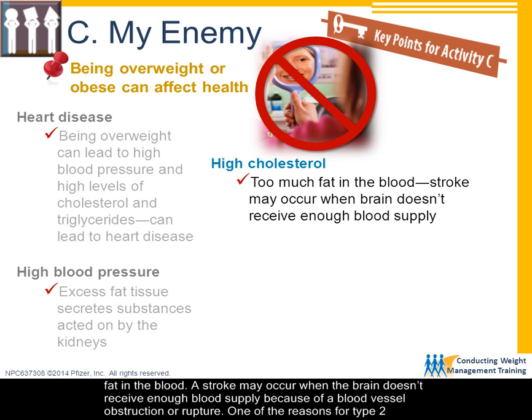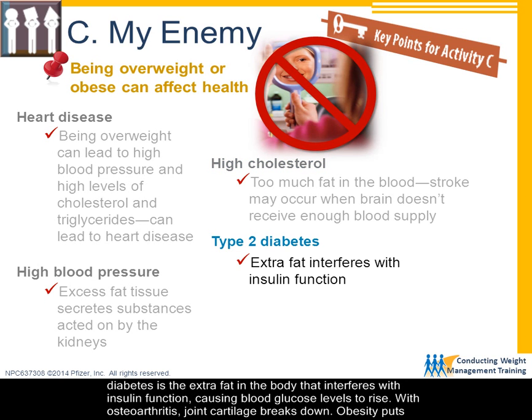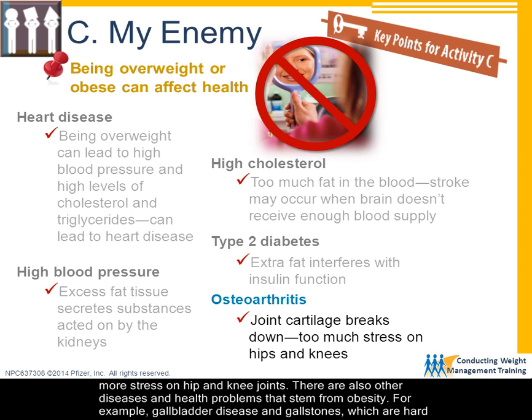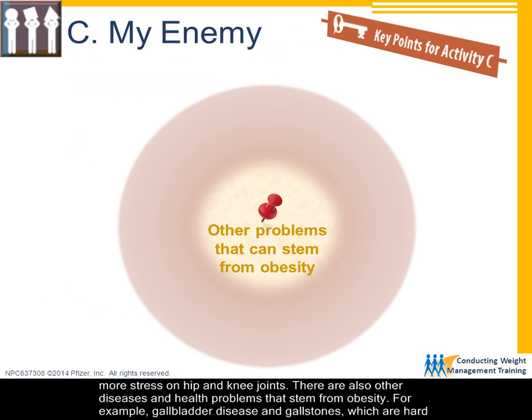One of the reasons for type 2 diabetes is the extra fat in the body that interferes with insulin function, causing blood glucose levels to rise. With osteoarthritis, joint cartilage breaks down. Obesity puts more stress on hip and knee joints. There are also other diseases and health problems that stem from obesity.